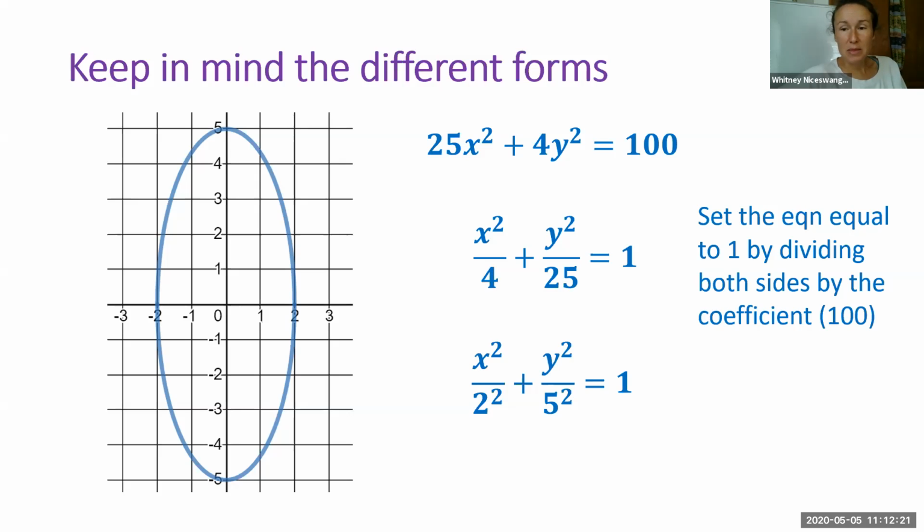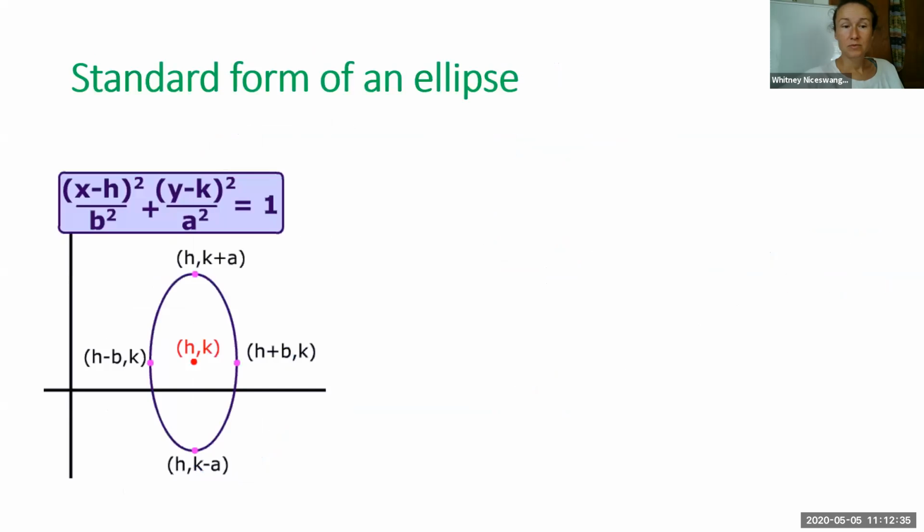And keep in mind, one of the biggest mistakes I see is that people think the radius is 4 and 25. But remember, the radiuses are the square root of that number. So the radius is 2 and 5.